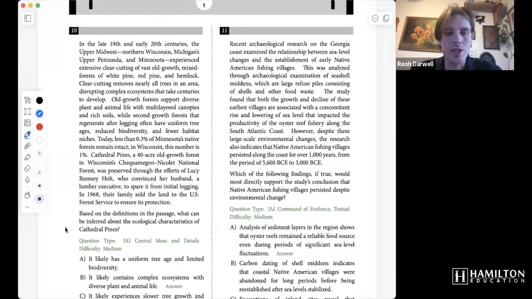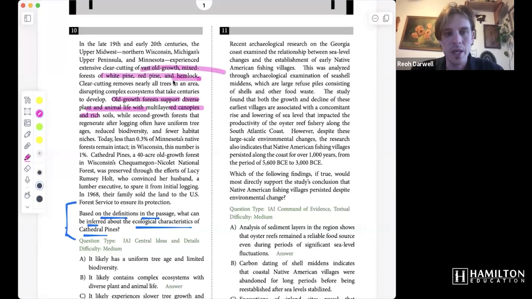All right, now we work on question 10 here. It's an interesting, really good question. Okay, so we have a kind of inference from the details. We infer by the details here. So based on the definitions in the passage, what can be inferred about the ecological characteristics of cathedral pines? All right. So when we look at the passage, we see all this information about what old growth forests are. Okay, so they support diverse plant and animal life, multi-layered canopies and rich soils, right? They're vast old growth with these kind of trees.